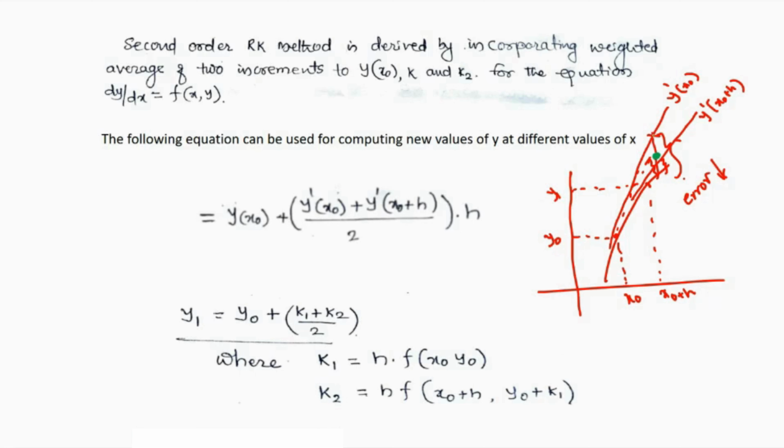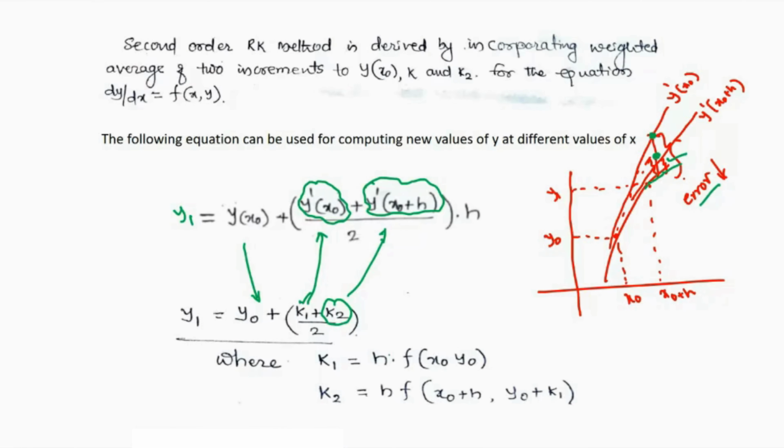Instead of getting this point value, we get this one. This is the actual curve, and with respect to the actual curve, this is closer. Therefore, we can reduce the error by incorporating this concept. In a similar way, this can be written as, for example, y1 equal to y0 plus the average of k1 and k2, where the term y dash of x naught gives k1 and y dash of x naught plus h gives k2. So we simply replace these by the terms k1 and k2 and take the average of the two.